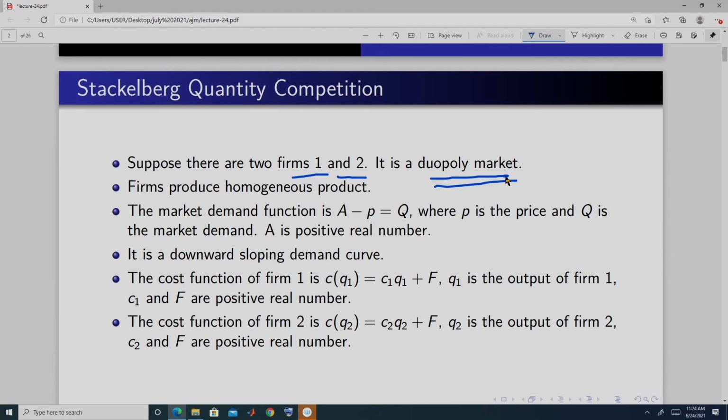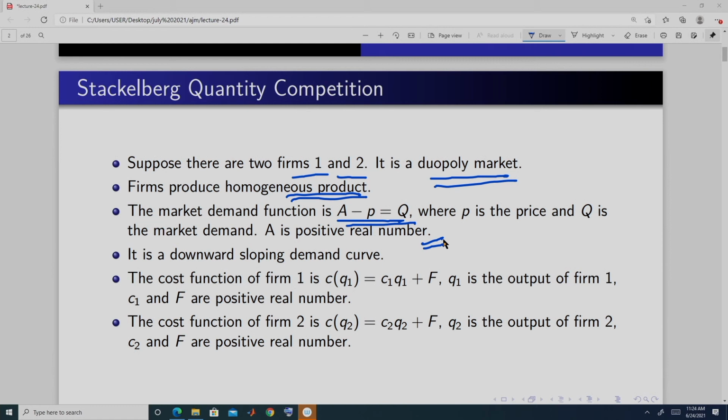Now, firms produce a homogeneous product. So, that means whatever output is produced by firm 1 and firm 2, they are similar. Whether you buy from firm 1 or from firm 2, it does not matter. The products are the same, and the market demand function is this. So, it is again A minus P is equal to capital Q. P is the market price and big Q is the market demand, and A is a positive real number. So, this is our standard downward sloping market demand curve that we have been using for some time.